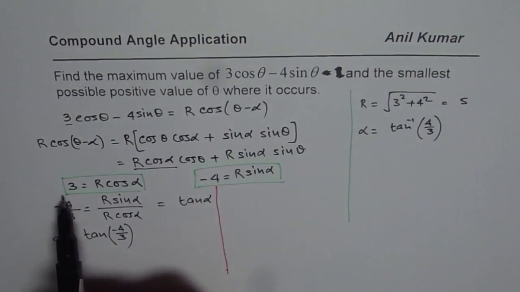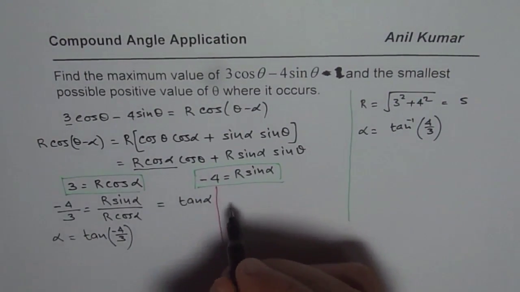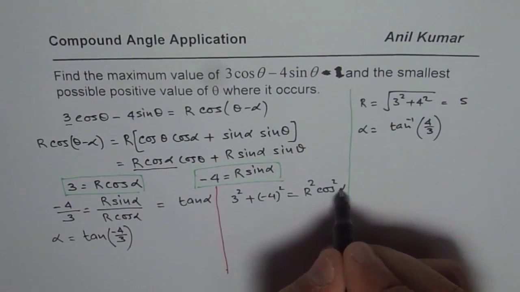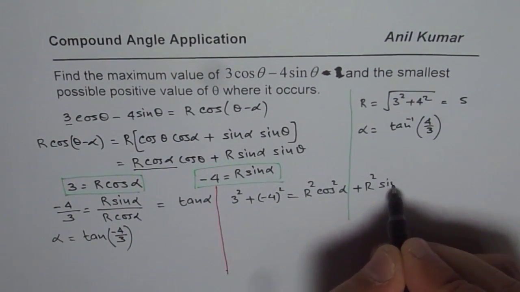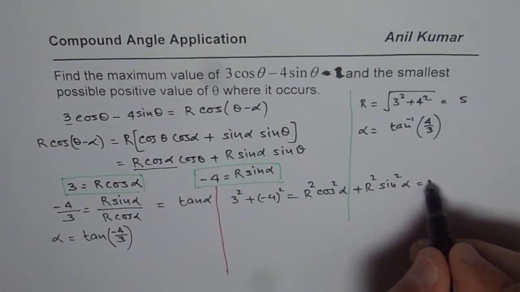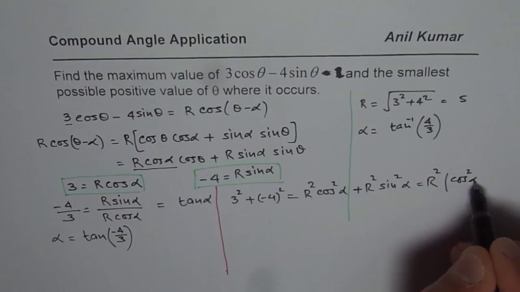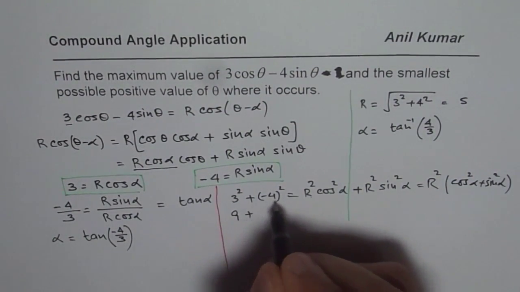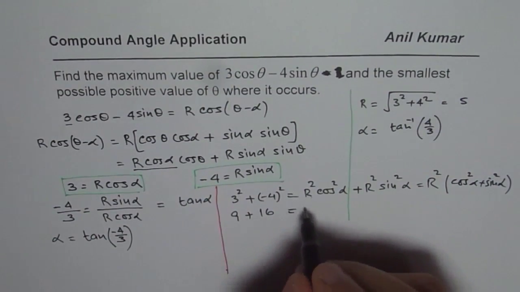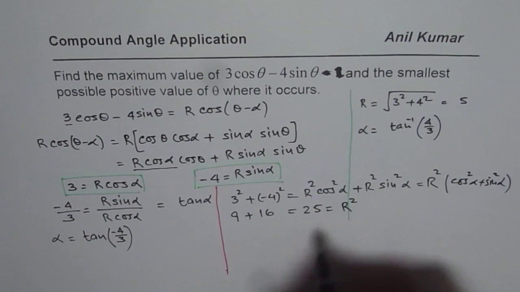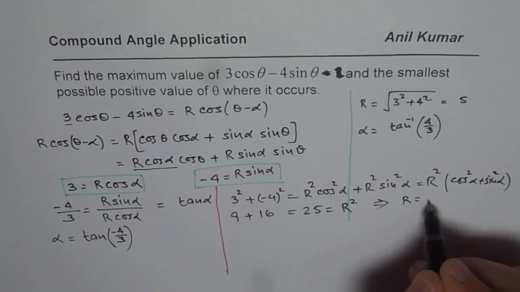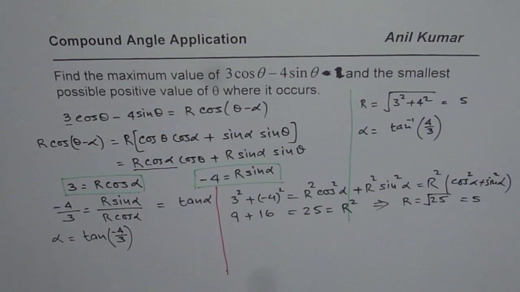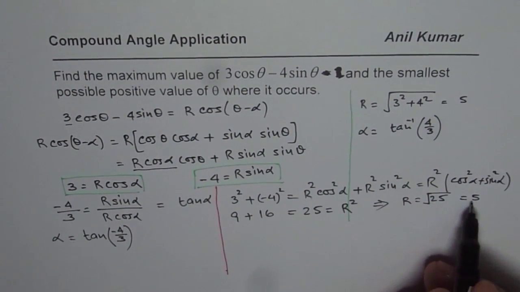So let us add the squares. We get 3 squared plus minus 4 squared equals r squared cos squared alpha plus r squared sine squared alpha. Here we can take r squared common, so we get cos squared alpha plus sine squared alpha, which is 1. So 3 squared is 9, 9 plus 16 equals 25. So 25 equals r squared, and r equals the square root of 25. We are only taking positive values, which gives 5. So that is how we get the value of r.